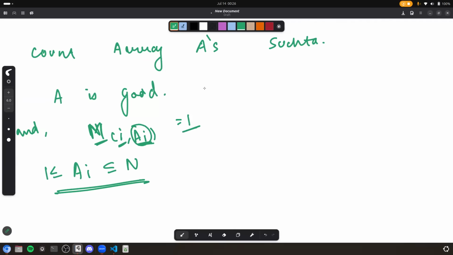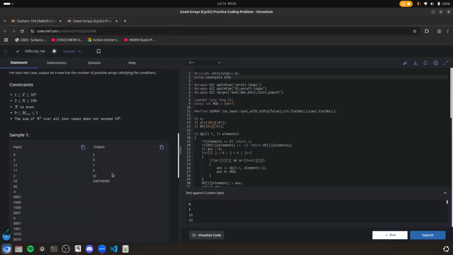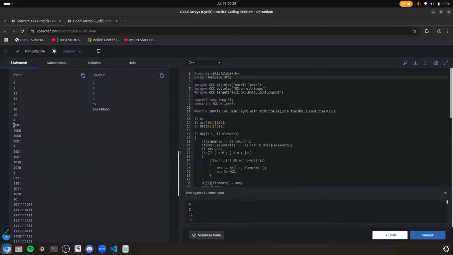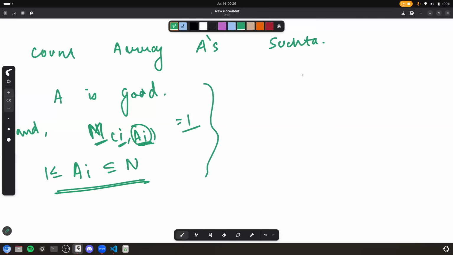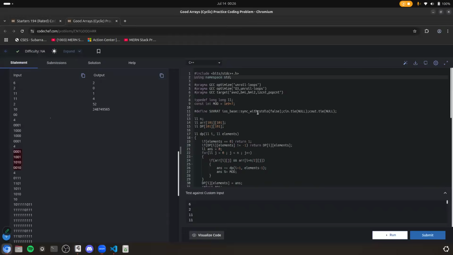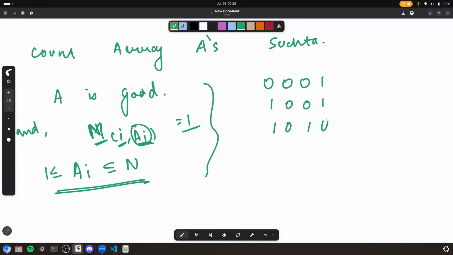I'll explain this through an example. Let's take the fourth test case. The fourth test case is 0, 0, 0, 1, 1, 0, 0, 1, 1, 0, 1, 0, 0, 0, 1, 0, 0, 0, 1, 0. So basically, we need to find array A, right? And array A has size n, which is 4.